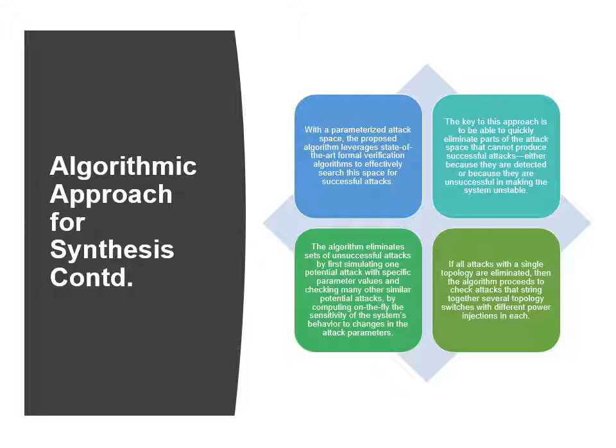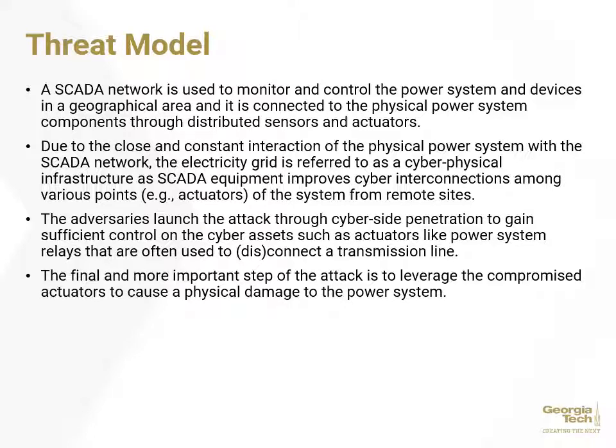And the key is that they should be quickly able to eliminate parts of the attack space that cannot produce successful attacks. That is because they are detected or because they are unsuccessful in making the system unstable. So we generally avoid the area where the successful attacks can be detected. This algorithm also eliminates sets of unsuccessful attacks by first simulating one potential attack. So we can discuss this, go to the next model.